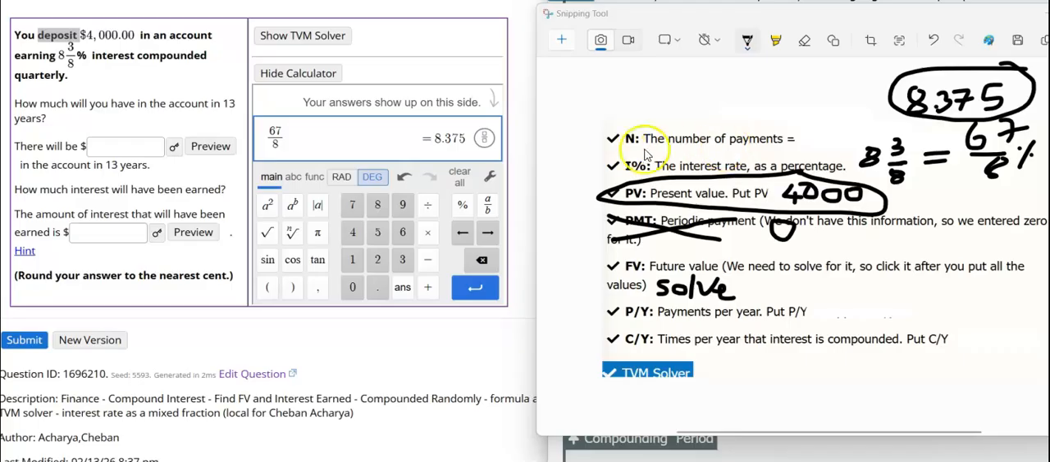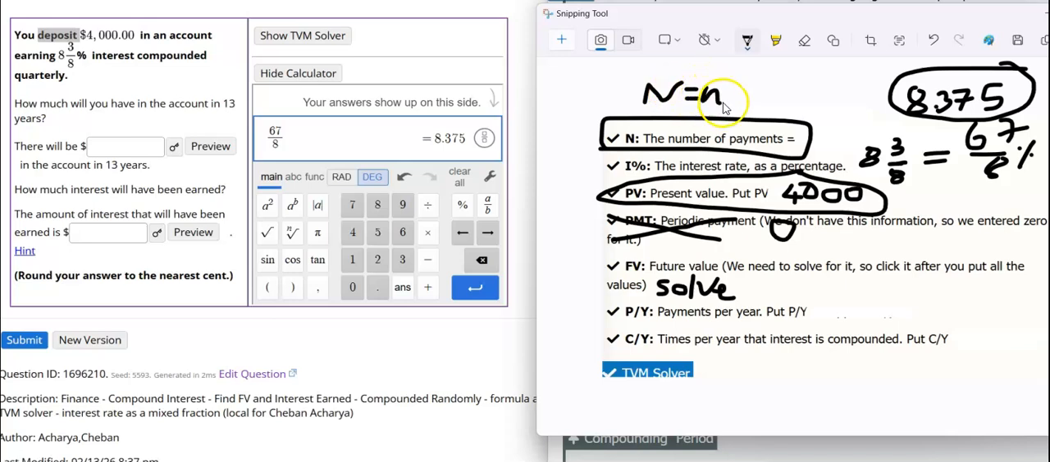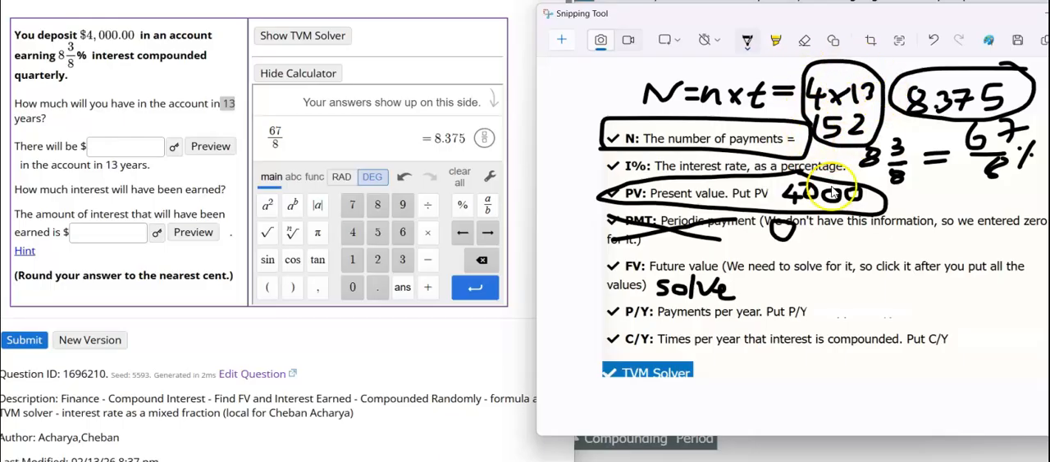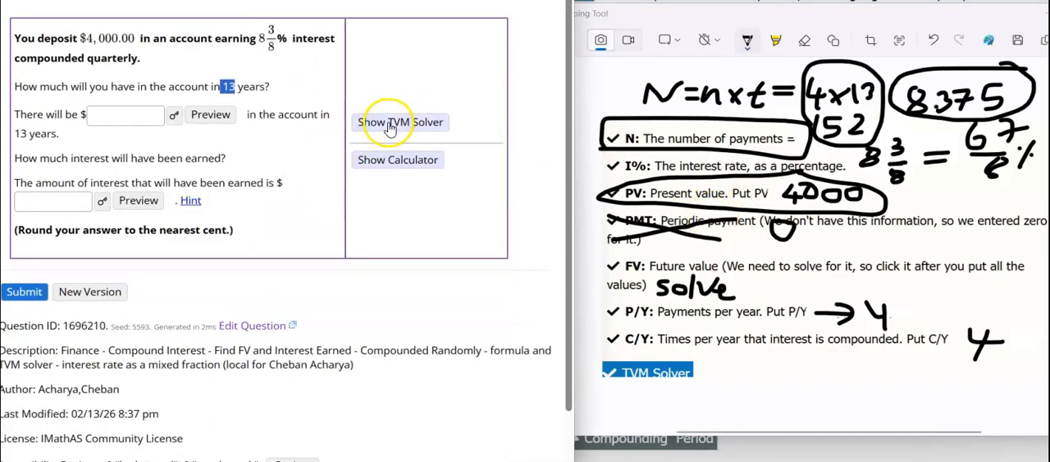So now the number of payments, that's very important. The number of payments is N equals n times t. Okay, so n is the compounding period. Since you have quarterly, this is going to be 4 times t, which is how long you invest in the account, 13 years. 4 times 13 gives you 52. So N equals 52. And then P/Y and C/Y come from the compounding period. Since n equals 4, you put P/Y, payments per year, as 4, and C/Y, compounding periods, as 4. So we use this information in the calculator called TVM solver.